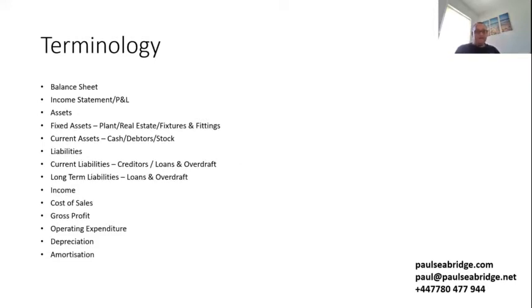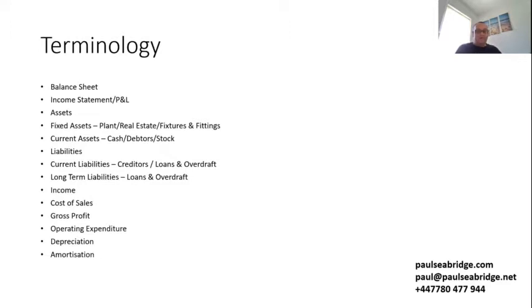You then have assets. Assets are tangible and intangible. From a fixed asset point of view, these could be things like property, real estate, plant and machinery, fixtures and fittings. Current assets are basically liquid assets that could be turned into cash within a year. That could be cash held at the bank, debtors, often referred to as trade receivables, so customers that owe the company money, and stock.